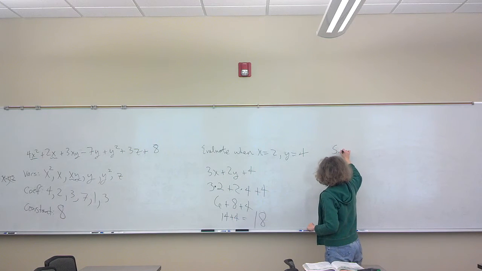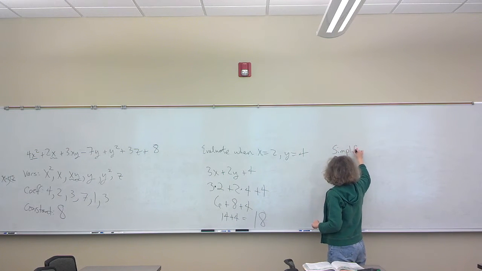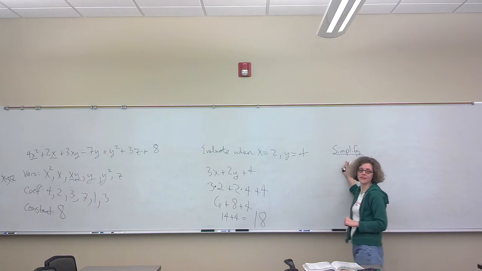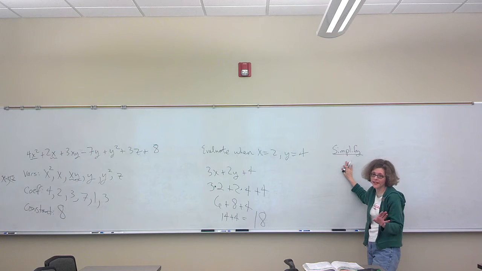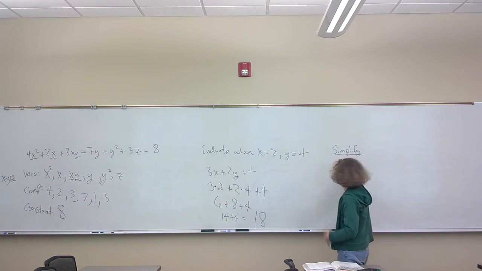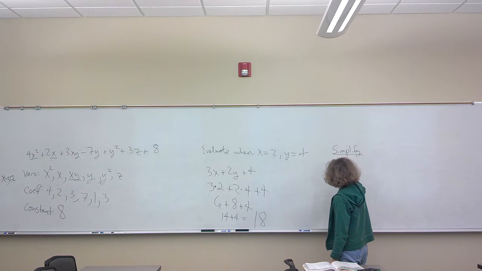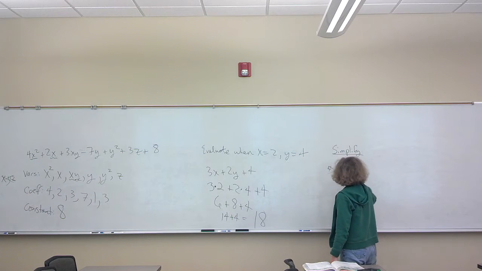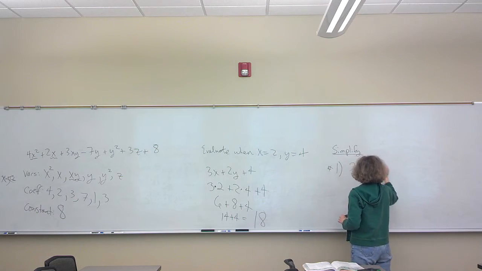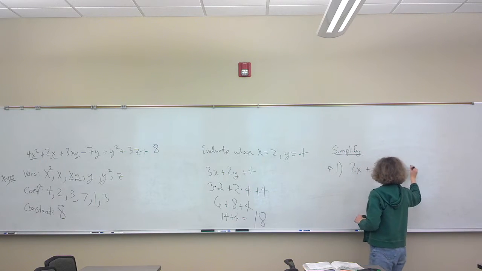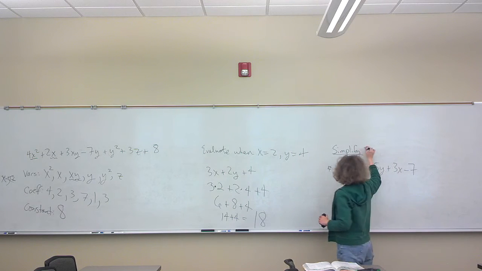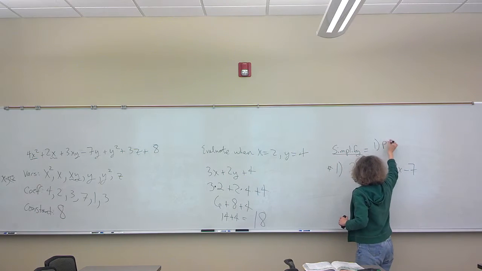Then we get to this monster called simplify. This doesn't mean you're going to end up with an actual number value. Sometimes it can, but it doesn't always. Simplify just means to make it look simpler. So you're going to have something like this. You're going to follow your same Sally rules.